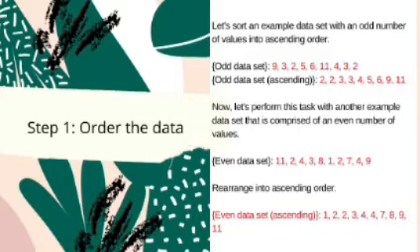Now let's perform this with another example dataset that is comprised of an even number of values. The even dataset is 11, 2, 4, 3, 8, 1, 2, 7, 4, and 9. If we arrange it into ascending order, it becomes 1, 2, 2, 3, 4, 4, 7, 8, 9, and 11.